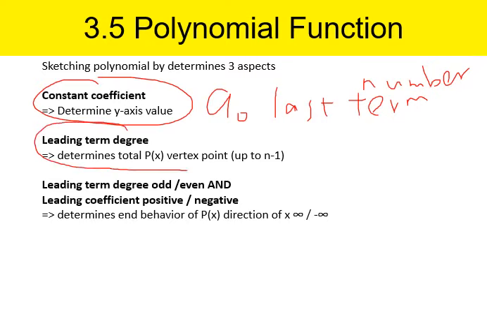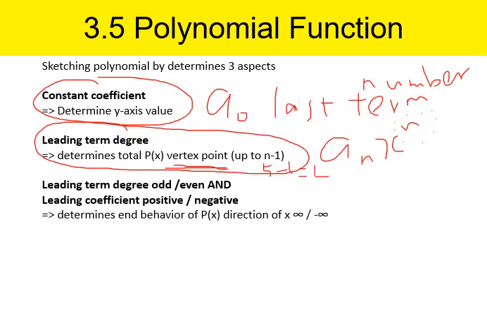The second is we want to check the leading term degree. The leading term is the first term, an. What is the use of the leading term degree here? The degree is this one, the power. When we know that, let's say the power is 5, we're expecting there will be up to 5 minus 1, so up to 4 vertex points only. It may come with 1 vertex point, but a maximum of 4 vertex points.